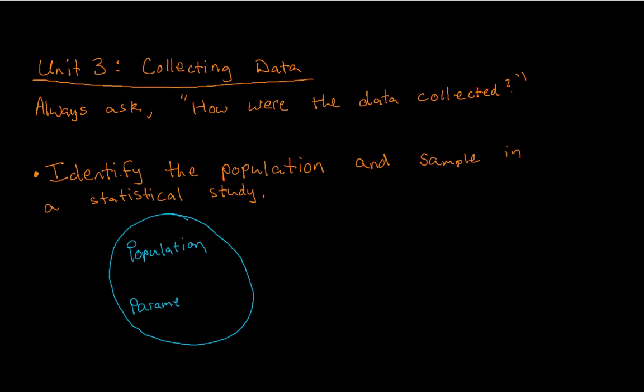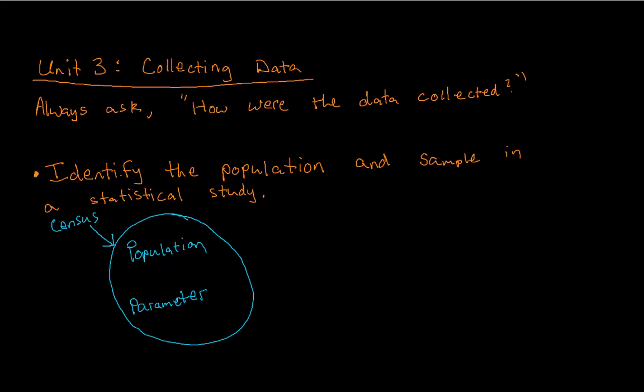So a value that's referring to a population is known as a parameter. Now the population, if you get data on the entire population, that is known as a census. Census collects data on the entire population. Now, that is often not even possible. It is very difficult to collect data on entire populations.